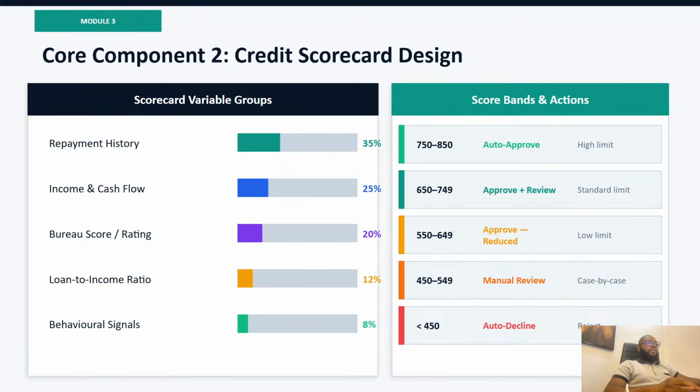All right, so moving on, if you check to the right of my screen, you can see the score bands. These are just dummy data. It's saying that when a customer score is from 750 to 850, automatic approval. If it is between 650 to 749, approve and review. 550 to 649, approve and reduce. These are subjective and based off the risk appetite of the customers, but this is what an automated credit decision engine is able to do.